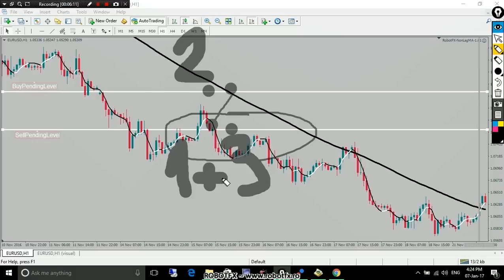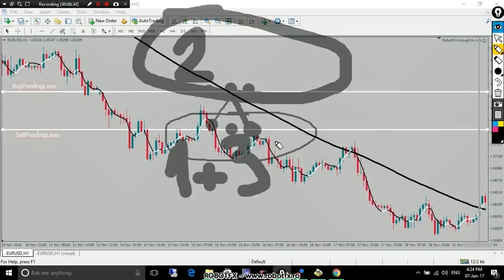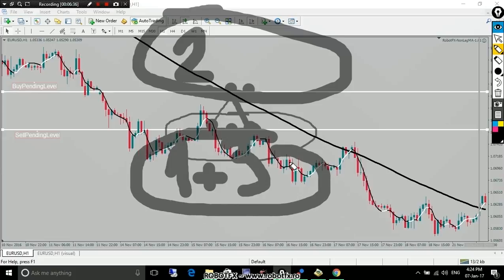1 plus 3 makes 4. It's double than 2. And the same thing will happen again and again. If the price will fall and it will trigger this pending sell order, then the order will open and the expert advisor will place another pending buy order, calculated again. So the sum of these buys will be double the sum of all these sells.